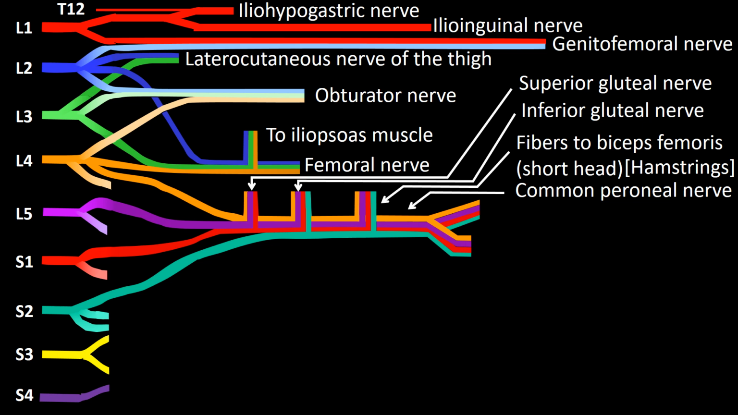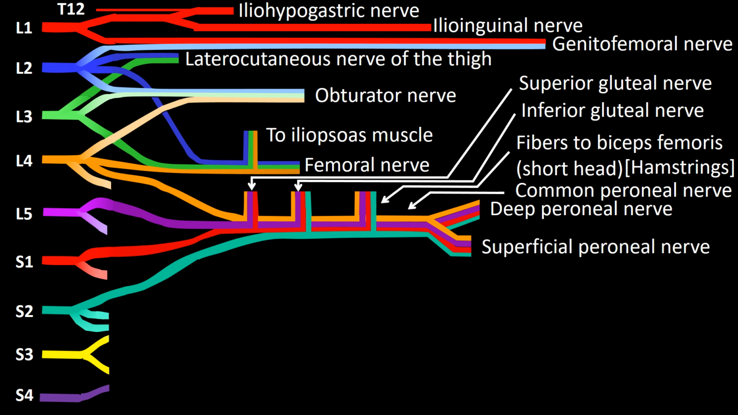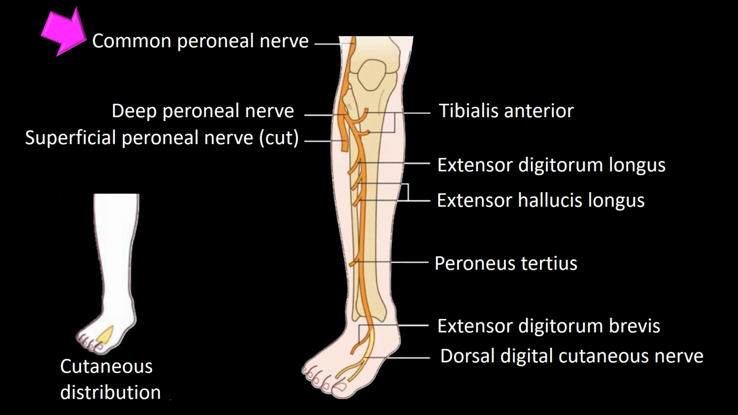The common peroneal nerve divides into the deep peroneal and the superficial peroneal nerves. They are also called fibularis. We will now go through a few important facts about the deep peroneal nerve. The common peroneal nerve divides into the deep peroneal nerve and the superficial peroneal nerve, as we just mentioned. As you can see, the superficial peroneal nerve is caught in this illustration.